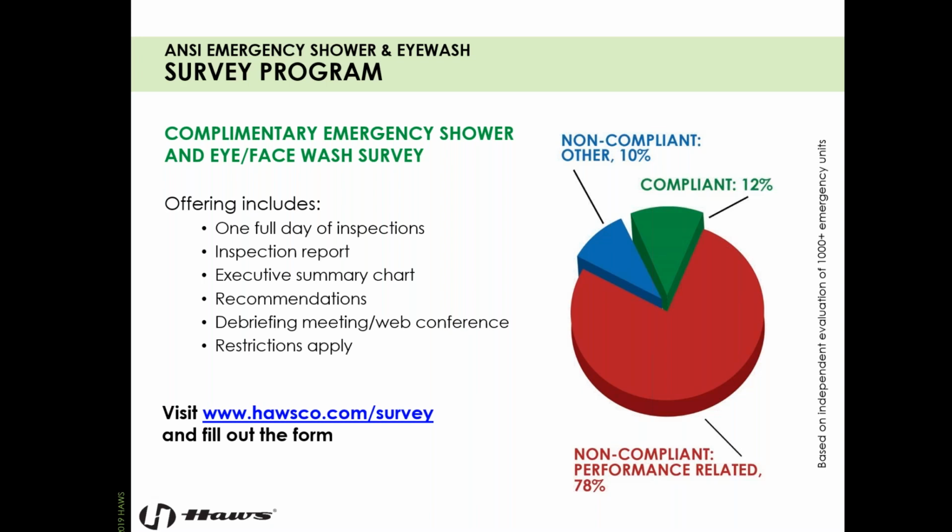This survey program offers insight into your own facility's compliance by offering a free full-day inspection, which is going to include an inspection report. That's a basic download of every piece of emergency equipment that was tested at your facility, as well as how well it measures up against the ANSI standard. It also includes an executive summary chart. That's the chart that you see here on the slide, and that shows a breakdown of the compliant versus non-compliant products. And then finally, it includes a debriefing meeting where we will discuss the findings that we have and any recommendations for fixes with you.